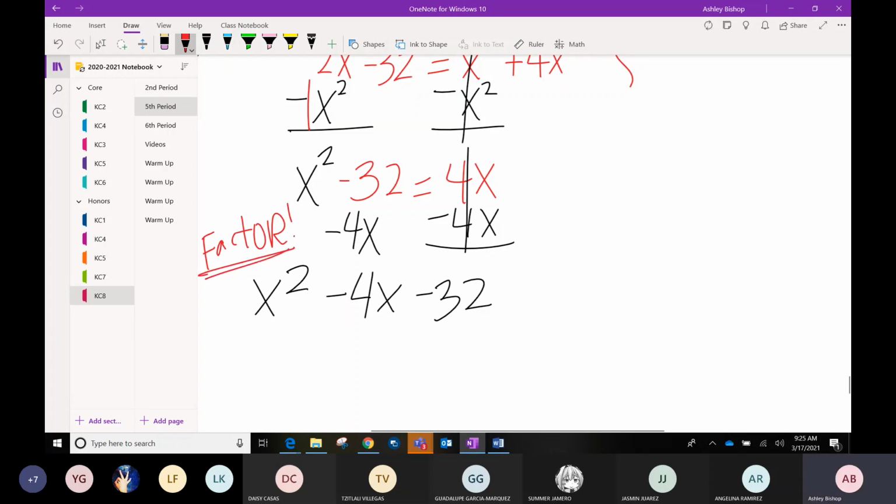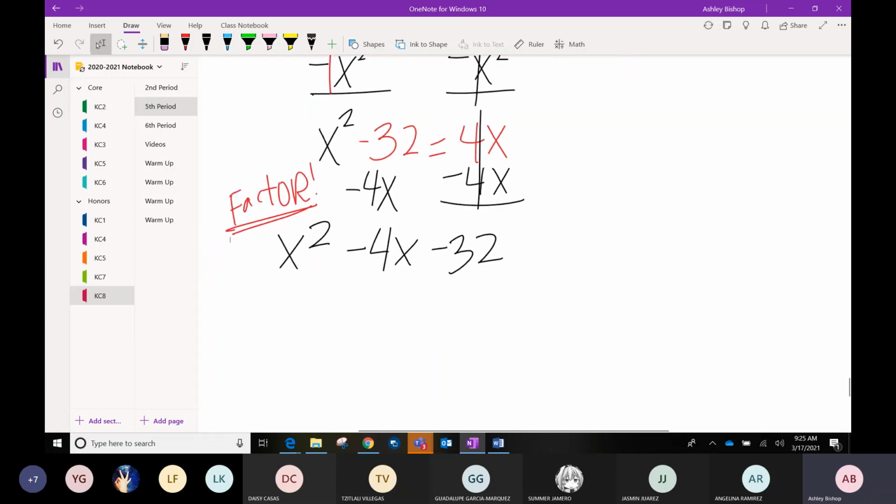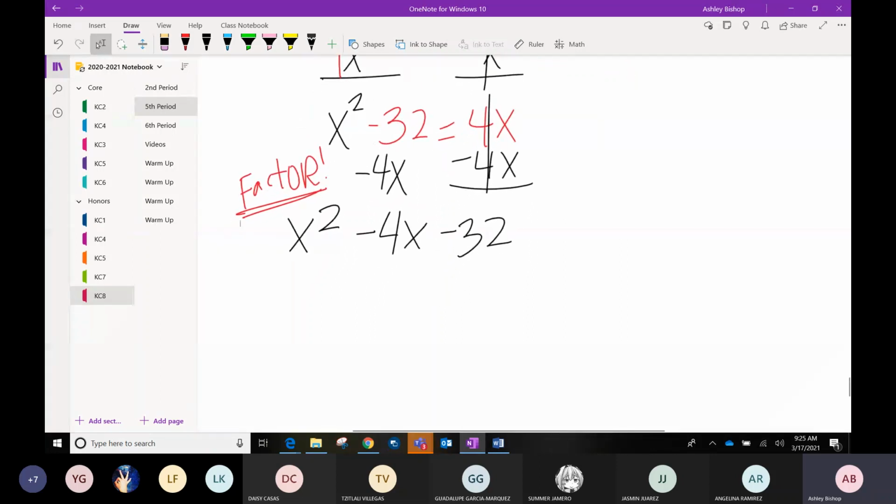Now this is something you can factor. You can solve for x. Remember, you know how to solve for x by factoring. The factors of 32 that add to negative 4. You have your factor chart, but I will tell you for the sake of time, my factors of 32 that add to negative 4. I'm going to pick 8 and 4. And I want it to be negative 4.